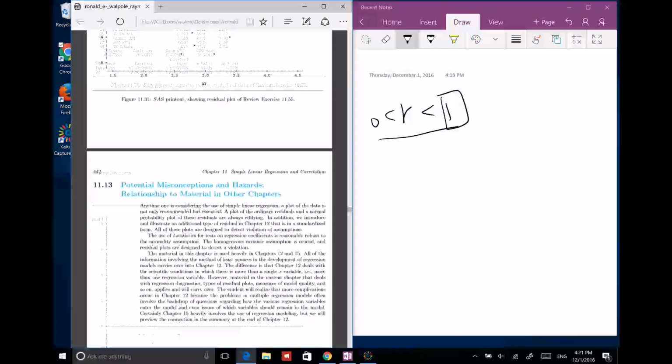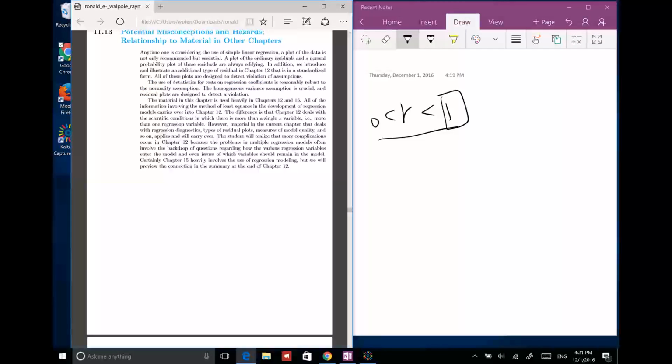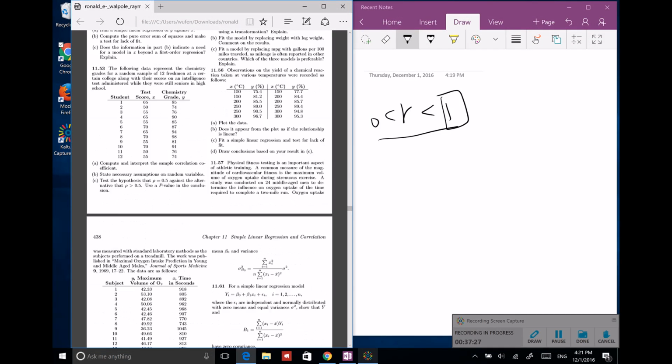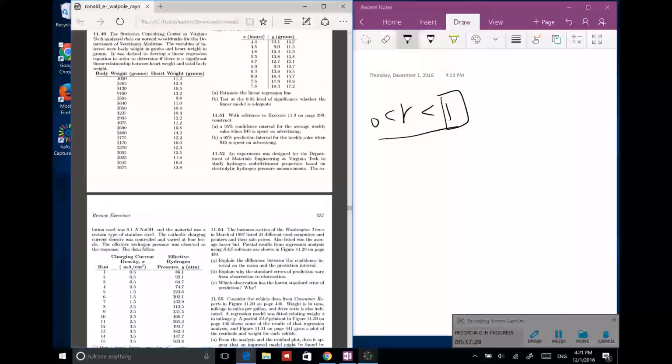Okay. So I think this is the whole section of 11.11. You read the textbook, look at several examples, finish your homework. And this will finish your project. Find the data, and you should be fine. Okay.